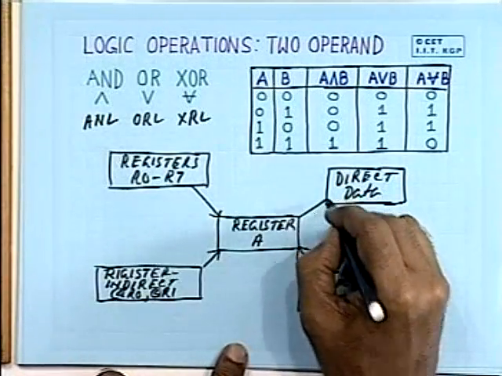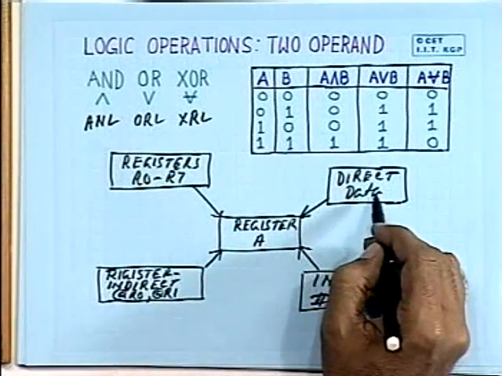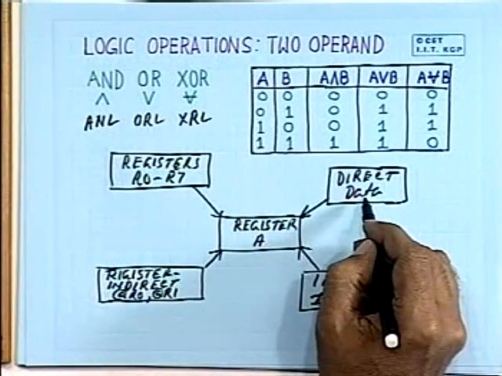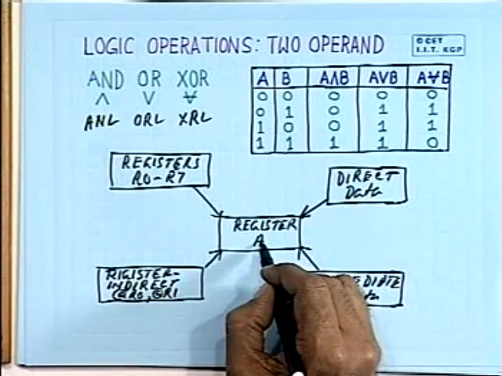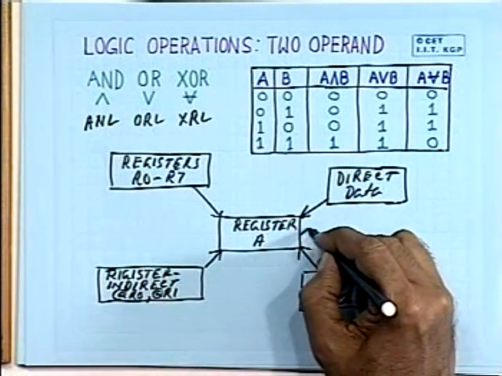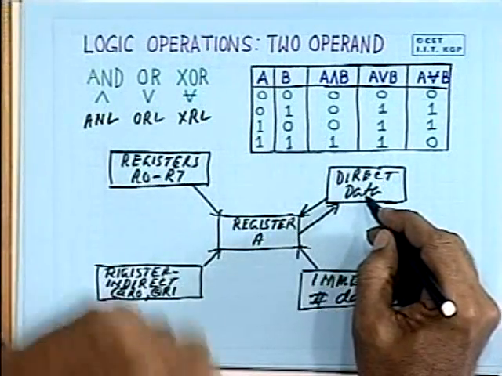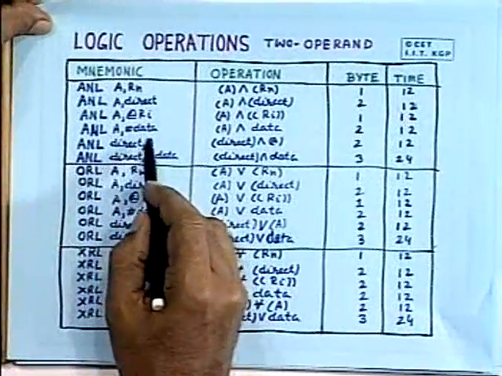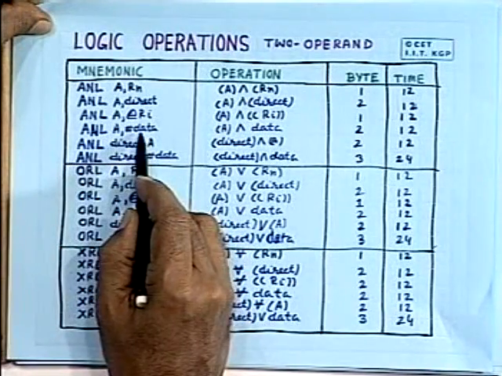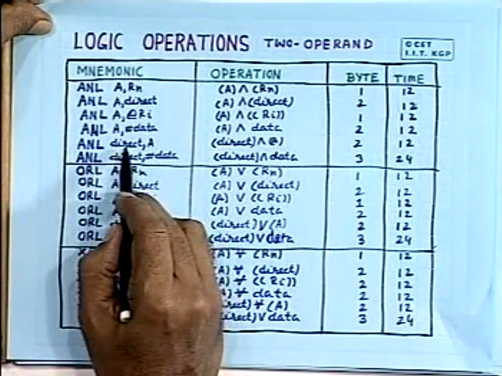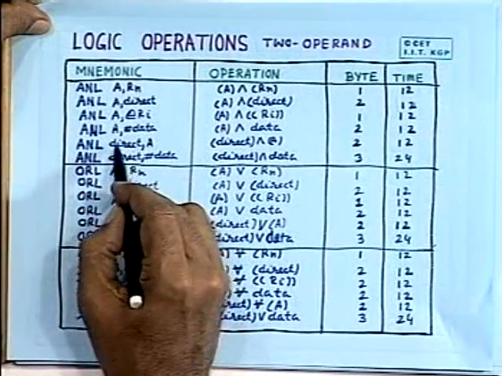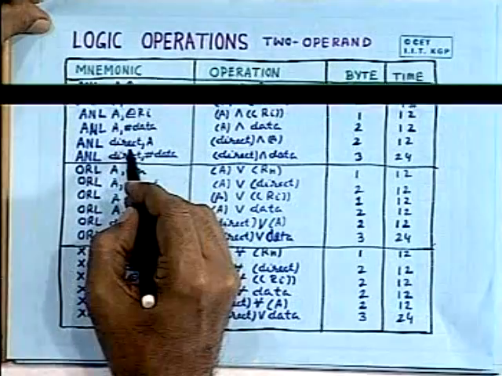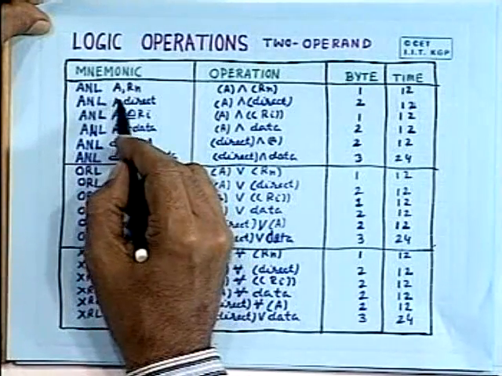In this case, as you can see here, you can perform the operation between direct data that is in the memory location and the accumulator, or it can be an operation between the accumulator and the direct data, and the result can be stored in the accumulator. So, as you can see here, for direct data it can be with accumulator and direct data, and in this case the result is available in the memory location, and in this case the result is available in the accumulator.